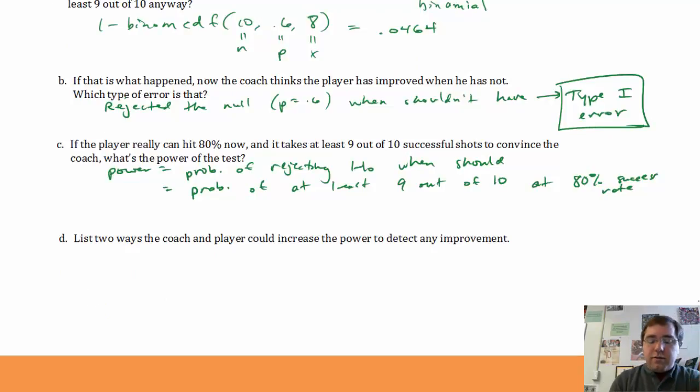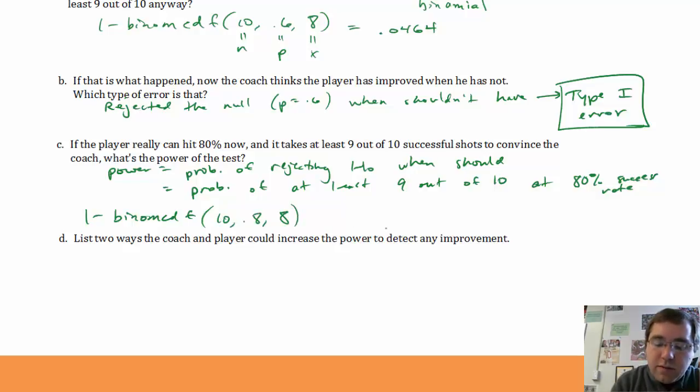So how do we find the probability of making at least 9 out of 10 shots at an 80% success rate? Again, it's a binomial situation where it's going to be 1 minus binom CDF of making 8 or less, but this time at an 80% success rate instead of a 60. So 10, 0.8, and 8. That probability is 0.3758. So about a 38% chance that he will make 9 out of 10 shots if he can do so at an 80% success rate.